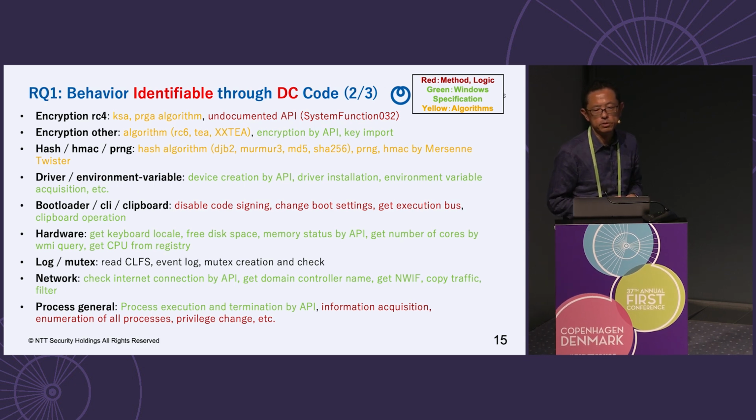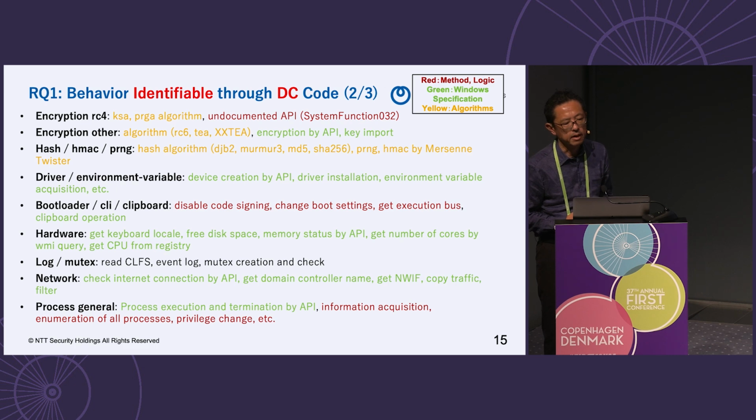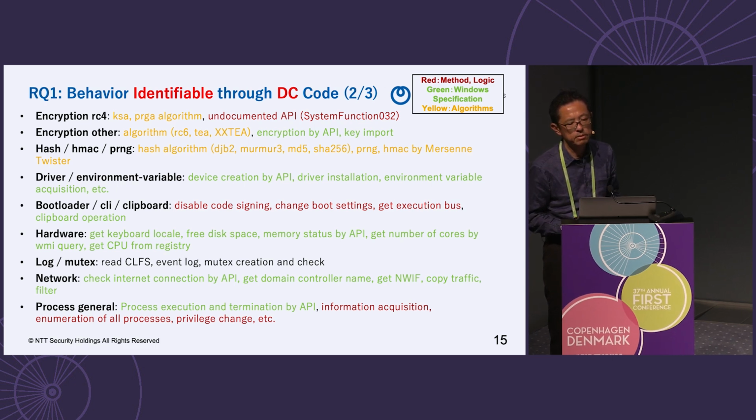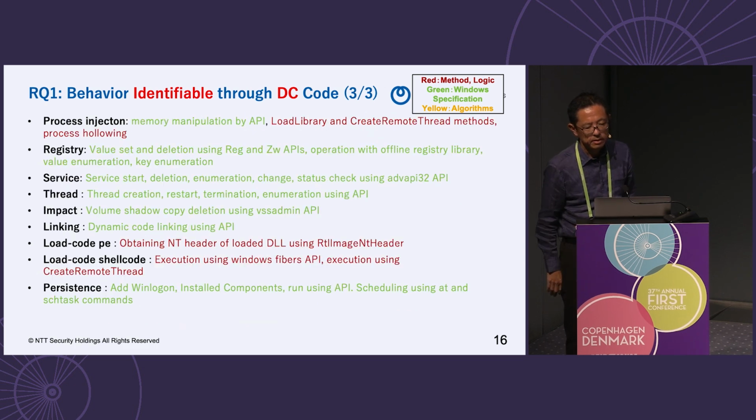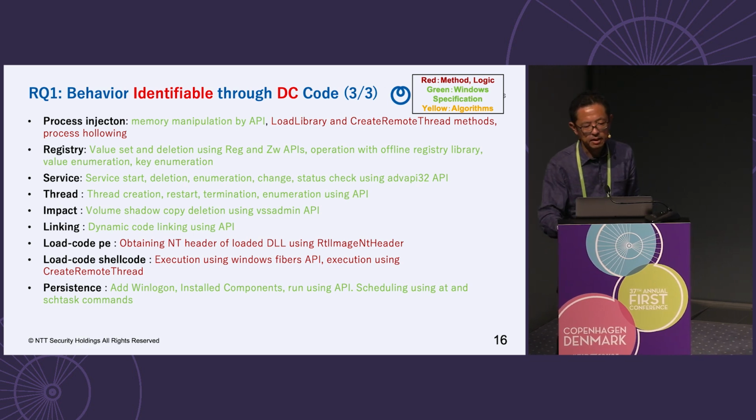And this slide also shows the result of RQ1 from the encryption RC4 category to the process general category. So you can see the color. This slide also shows the result for RQ1 from the process injection category to the persistent category. I cannot explain the details, so you can see the slide.